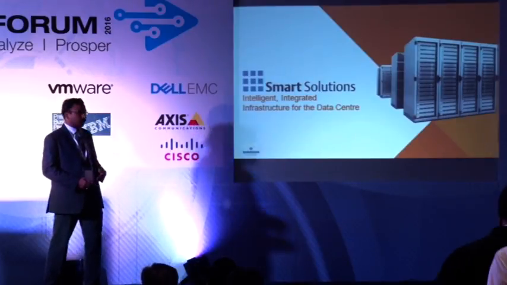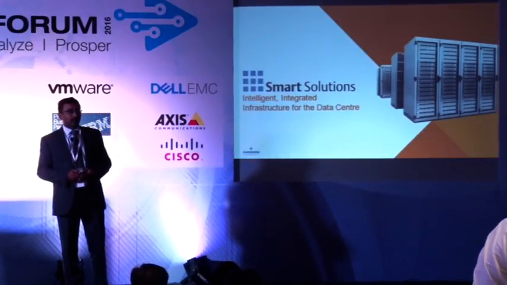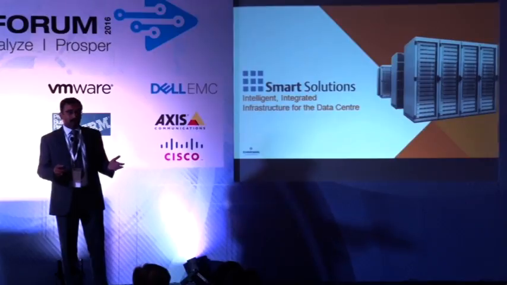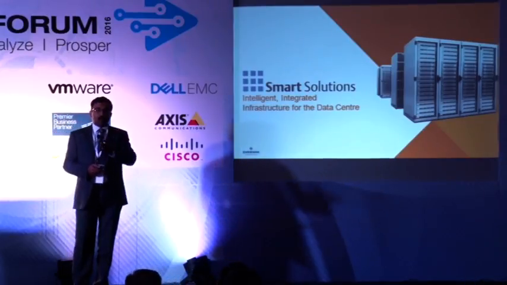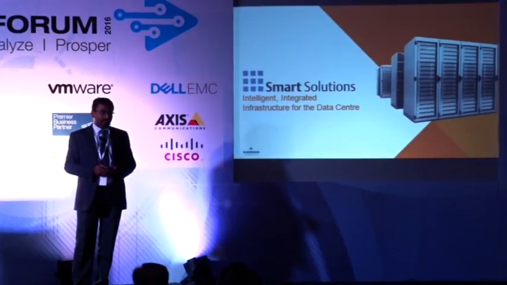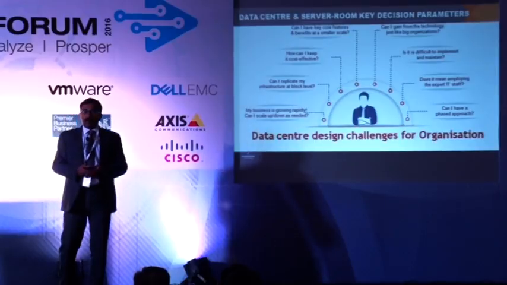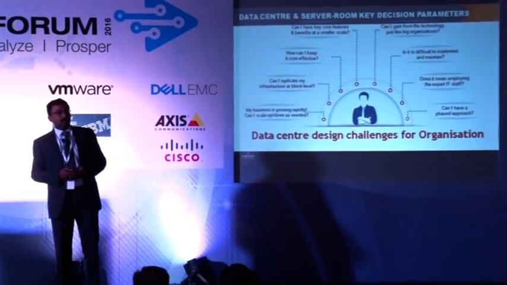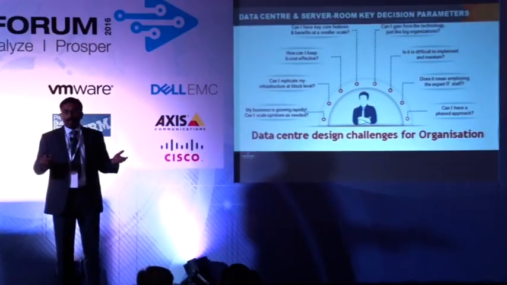So coming to the smart solutions, we call it an intelligent integrated data center solution for small server rooms and network hubs. We start from 1 rack, we go up to 8 racks, and in multiples of that, we will cover that. So most of the people we talk to have a lot of data, a lot of servers, and a lot of networking devices, but they have a small server room.